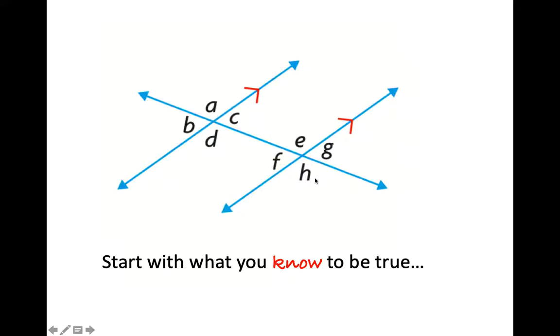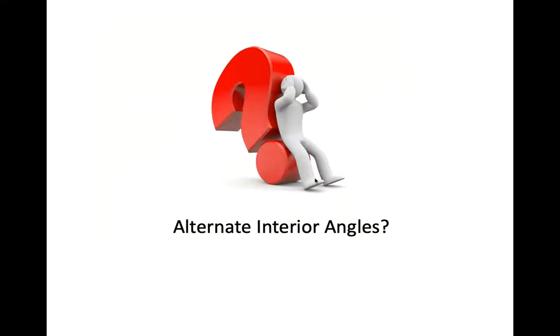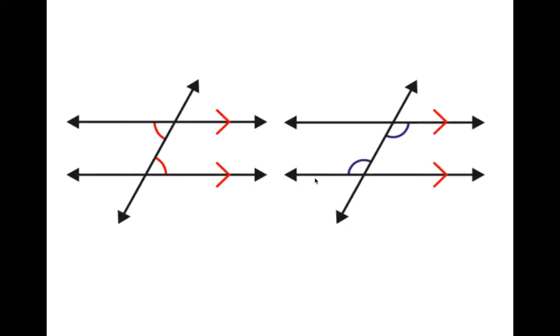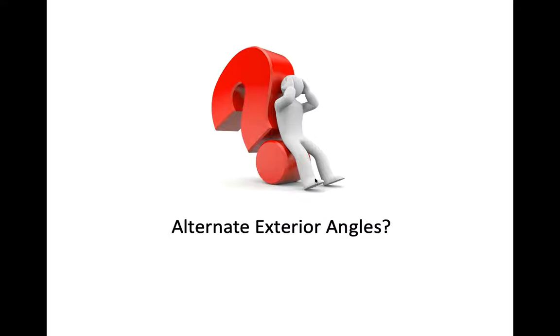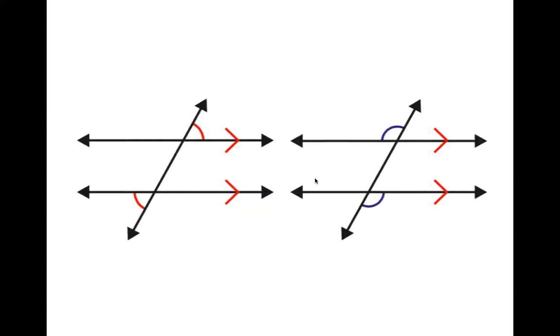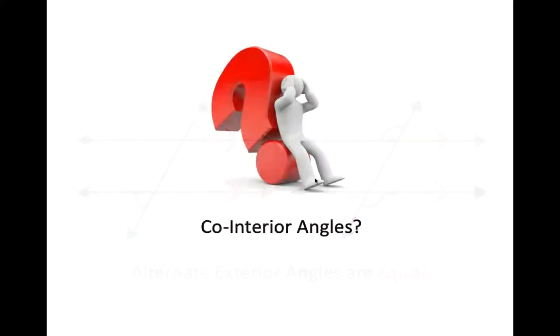And if you look at those positions, you begin to understand that you've got a few things that you can say. First of all, alternate interior angles, the ones that are on the inside and on opposite sides of the transversal, are actually equal to one another. And alternate exterior angles, once again angles that are on alternate sides of the transversal but outside, are also equal to one another.